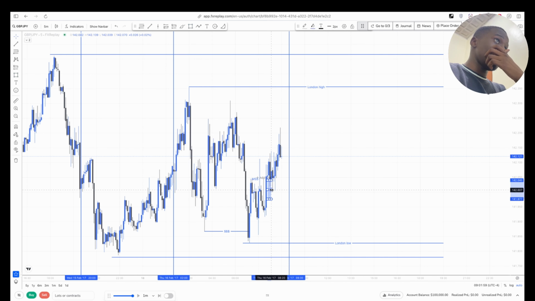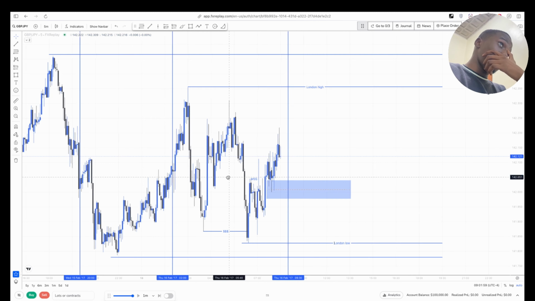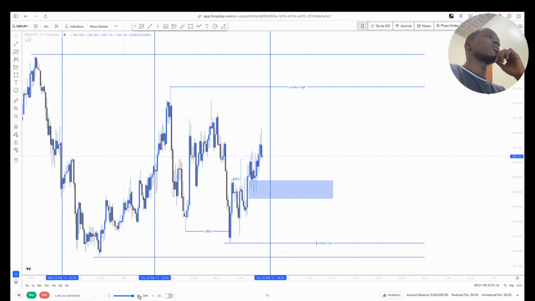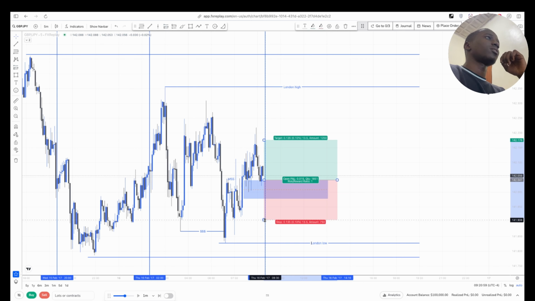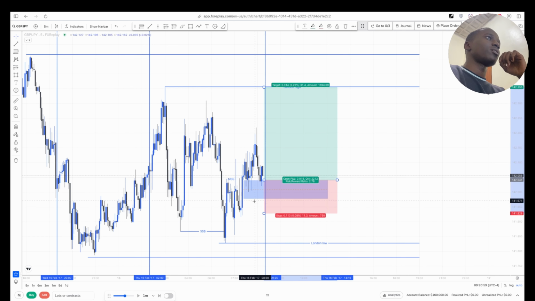So let's see what New York is about to do. Okay, so it dropped into the fair value gap. Let me decrease the speed a little bit. So our trade would be something like this. Put our stop under this low, then we target the London high, and we put our entry at the fair value gap, at the open of the candle. So basically this is it.